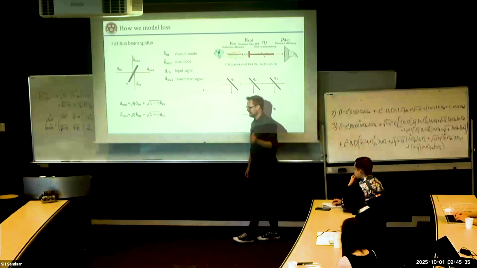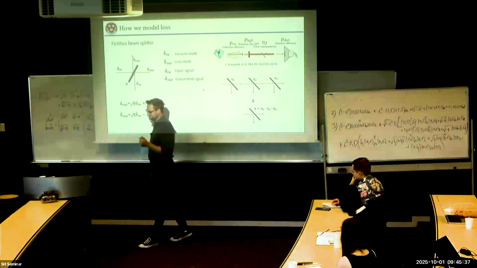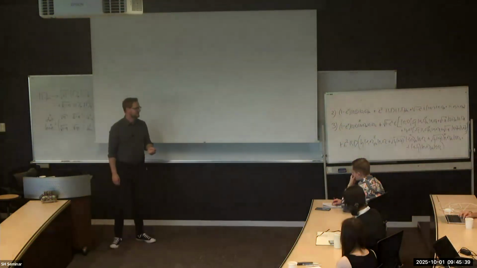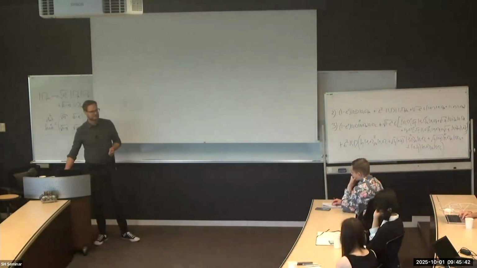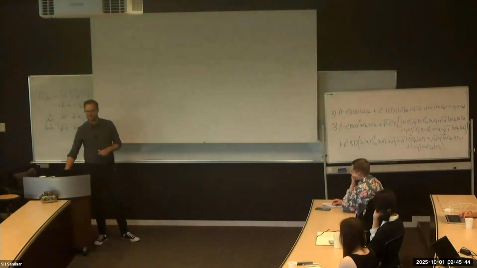So I think we should be nice to the experimentalists and say you don't need to have number resolving detectors and whatnot. We just assume that you cannot distinguish this guy and keep it.